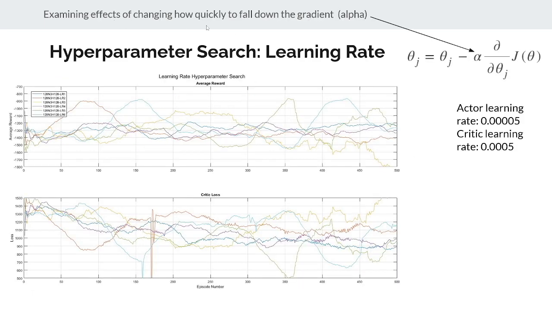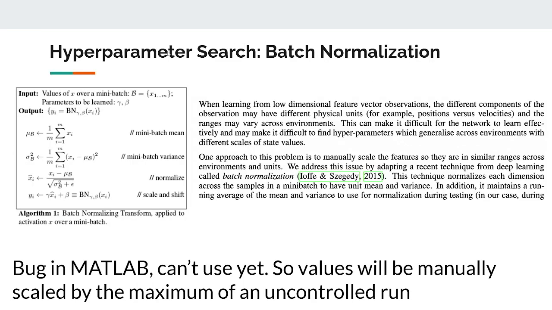For examining the effects of how quickly to fall down the gradient, so the learning rate alpha, we conducted another hyperparameter search trying out different learning rates, and at the end it was determined that an actor learning rate of this and a critic learning rate of that was to be chosen. An important thing to notice is that batch normalization is currently unavailable in MATLAB, so I had to manually scale values from an uncontrolled run, but it has been shown that batch normalization greatly improves the DDPG algorithm when you have different physical units such as positions versus velocities, which may range across varying environments.